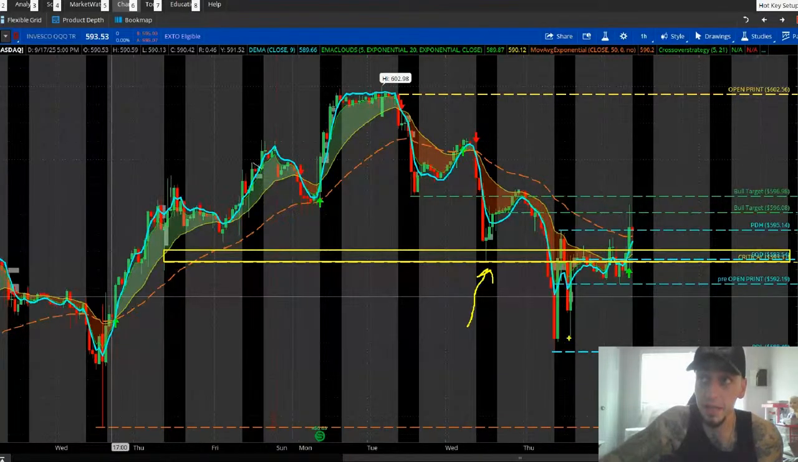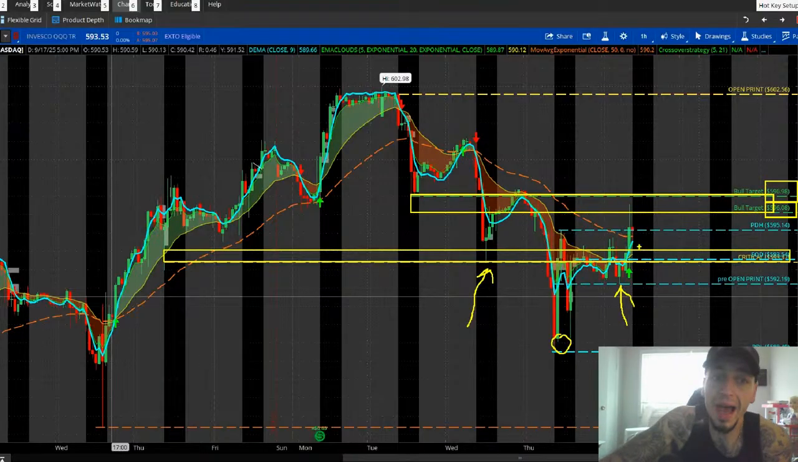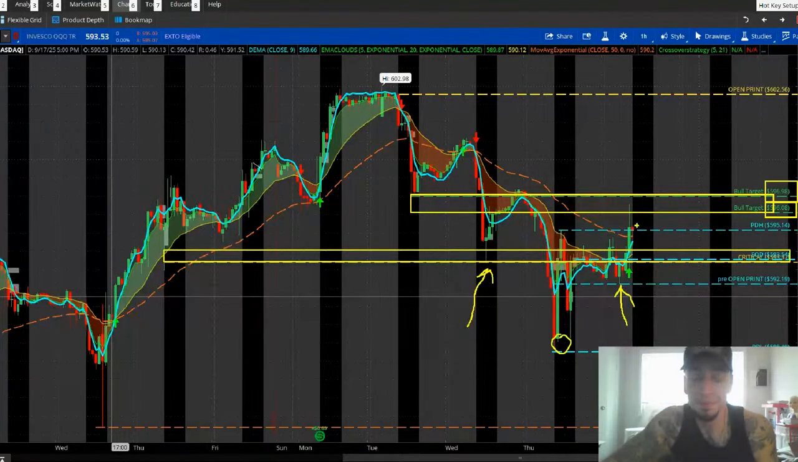You see here we have a shoulder, we have a head, we have a right shoulder, and now we got a nice push up. So we're coming into 596. This is a very important supply zone. Now we have ourselves some levels. I'm watching for sellers here. Basically, I want to see who controls previous day high.